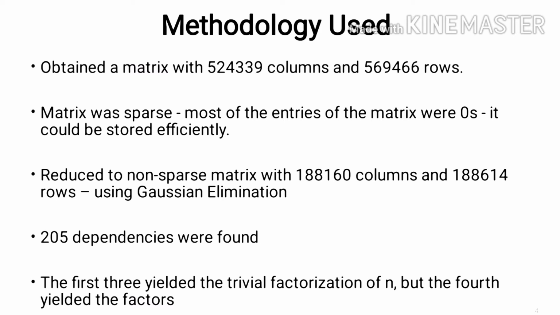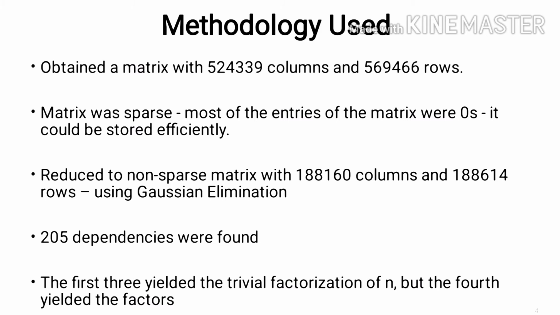Many of them were working on this problem, and after 7 months they obtained a matrix with 524339 columns and 569466 rows. A fortunate aspect about this matrix was that it was a sparse matrix. It is a well-known fact that in a sparse matrix, most of the entries are zeros. So, this helped in efficient storing, though it was a large matrix. Then, the Gaussian elimination method was used to reduce the matrix to a non-sparse matrix with 188160 columns and 188614 rows.